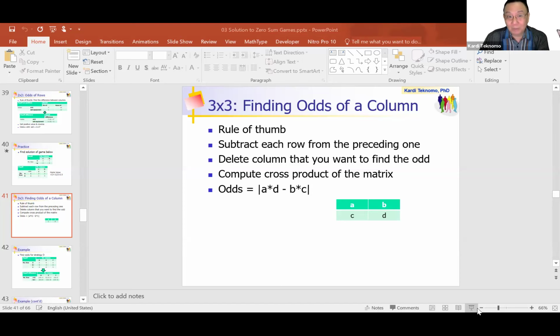The rule of thumb, yeah. So when I say rule of thumb, this is just a trick. So first, if you want to find the art for one column, you subtract its row from the preceding one. And then delete the column that you want to find the art for. After that, you do the cross product of the matrix, something like AD minus BC. And then this is the art for that column.